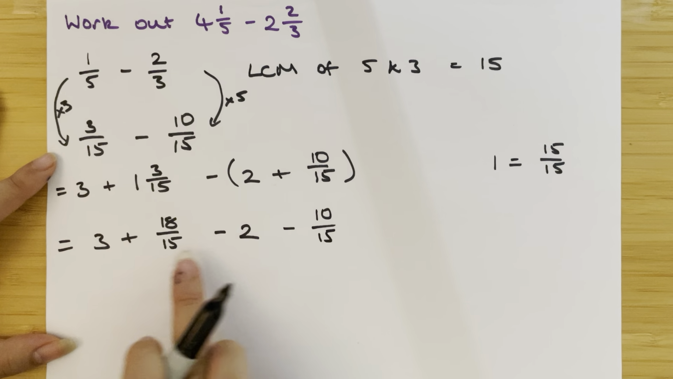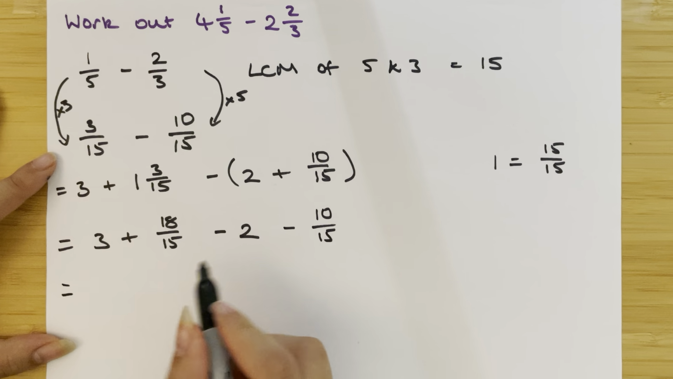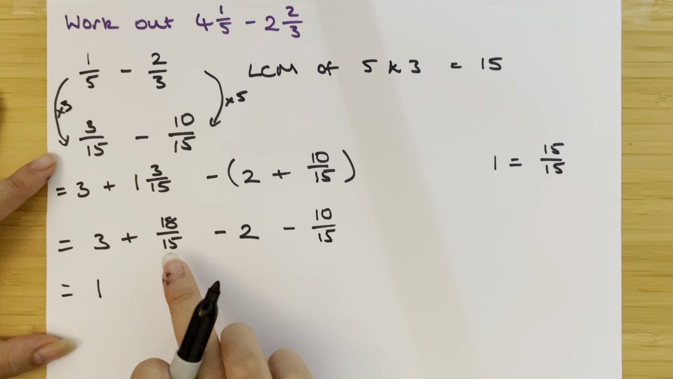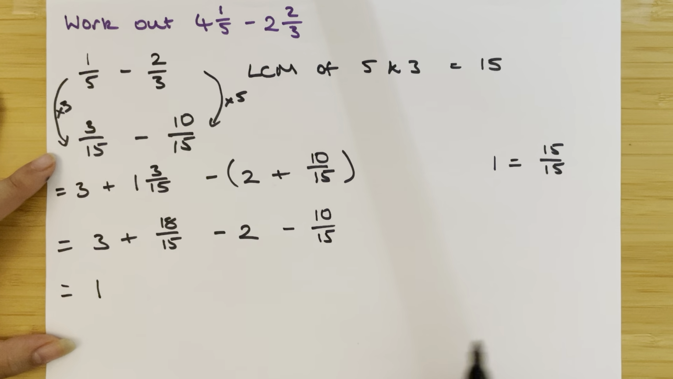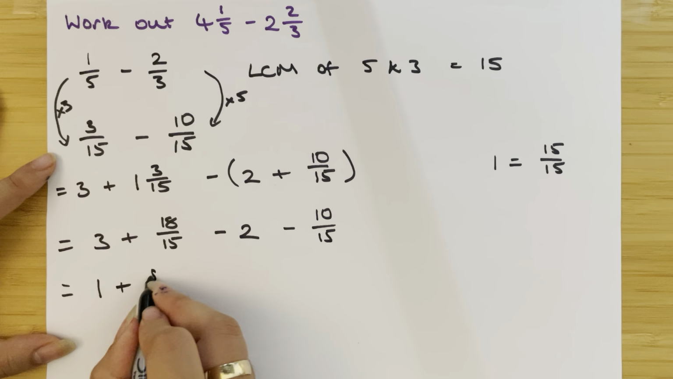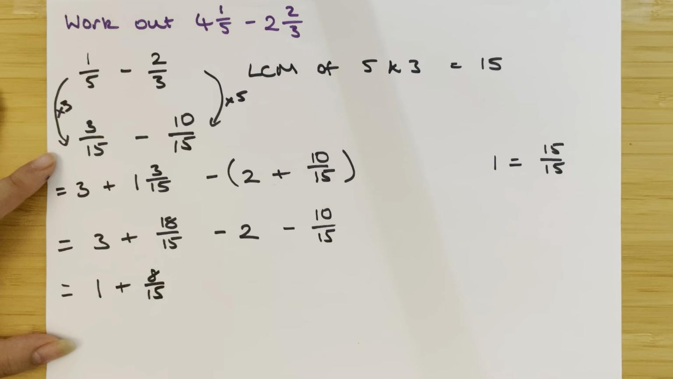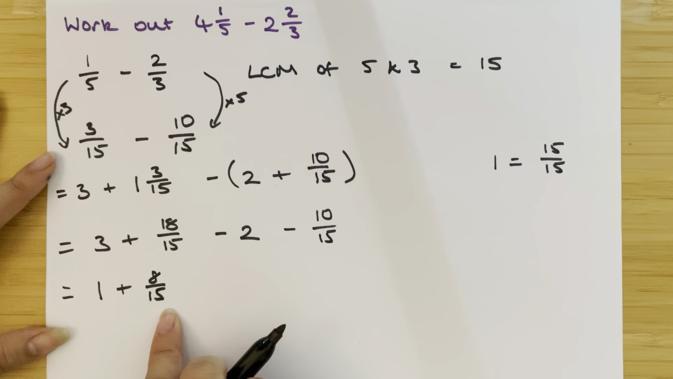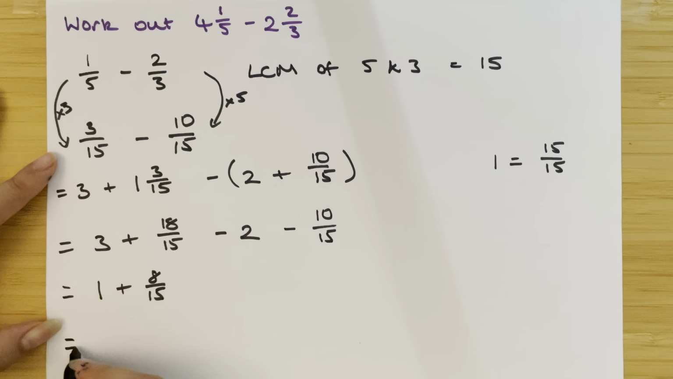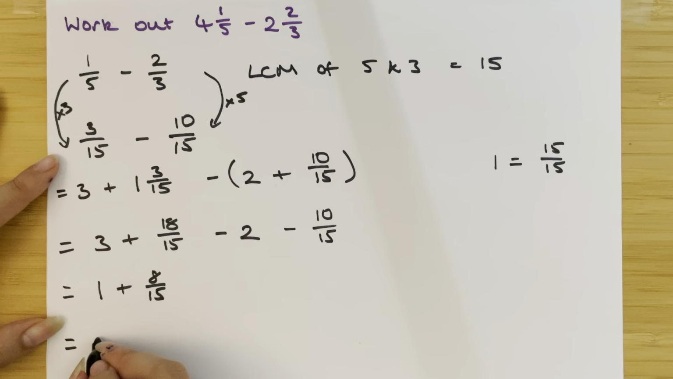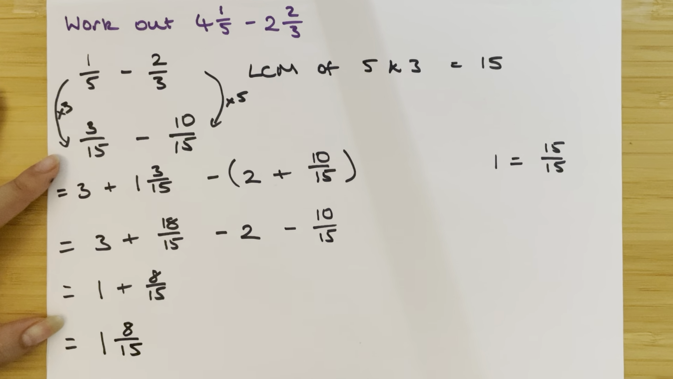So first of all, we do the whole numbers. 3 take away 2 is 1. 18 over 15 take away 10/15 is going to be 8 over 15, plus 8 over 15. And whenever you see this, to put that into a mixed number, all you do is just take out the plus and put them next to each other. So it's equal to 1 and 8/15. And that's the answer.